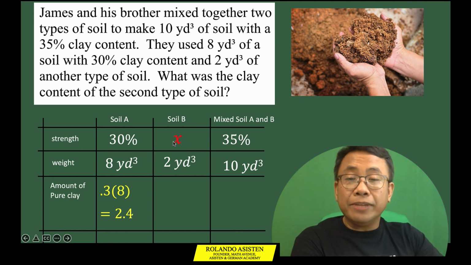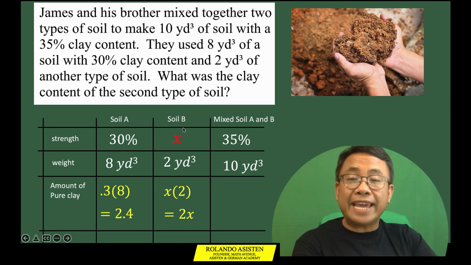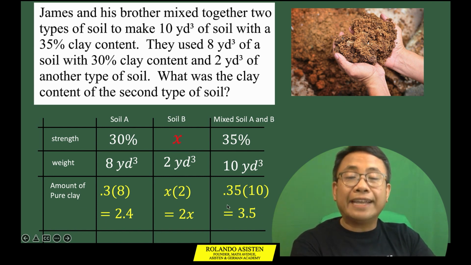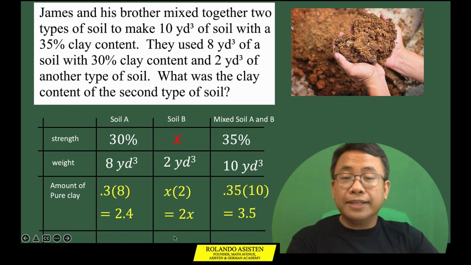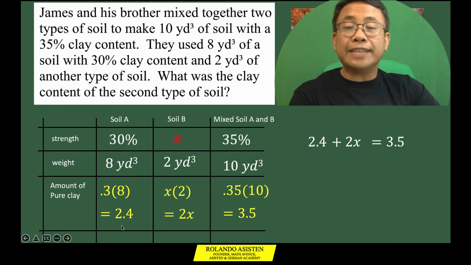For soil B, we multiply X times 2 to arrive at 2X, representing the amount of pure clay for soil B. And for the mixture of soils A and B, we have 0.35 times 10 to arrive at 3.5 cubic yards for the clay content of the mixture. Then from here, we can now form this equation. 2.4 plus 2x equals 3.5, meaning the clay content for soil A mixed with the clay content of soil B would be equal to the sum of the clay contents of these two types of soil.